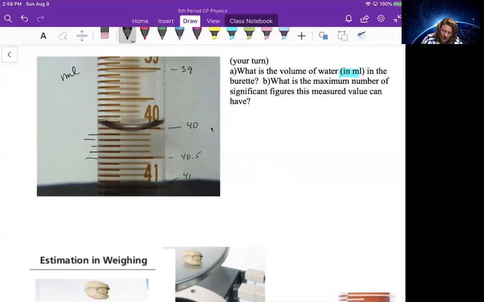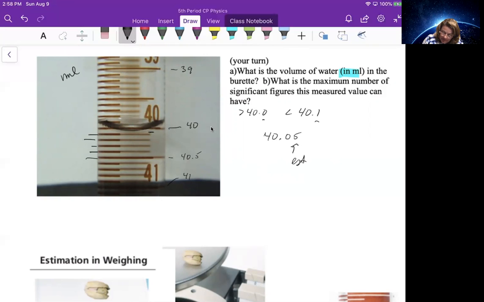And we want to know the value of the liquid, so it's between 40 and 41, but it's greater than 40.0 and less than 40.1. So it's in between 40.0 and 40.1. So I'll estimate that to be about 40.05. So I have assumed that it was halfway in between that. So that digit is my estimate.